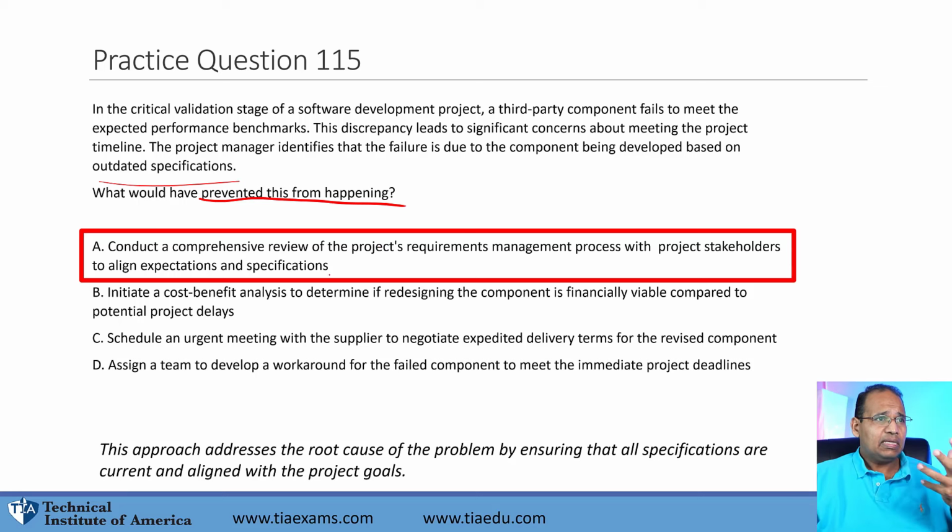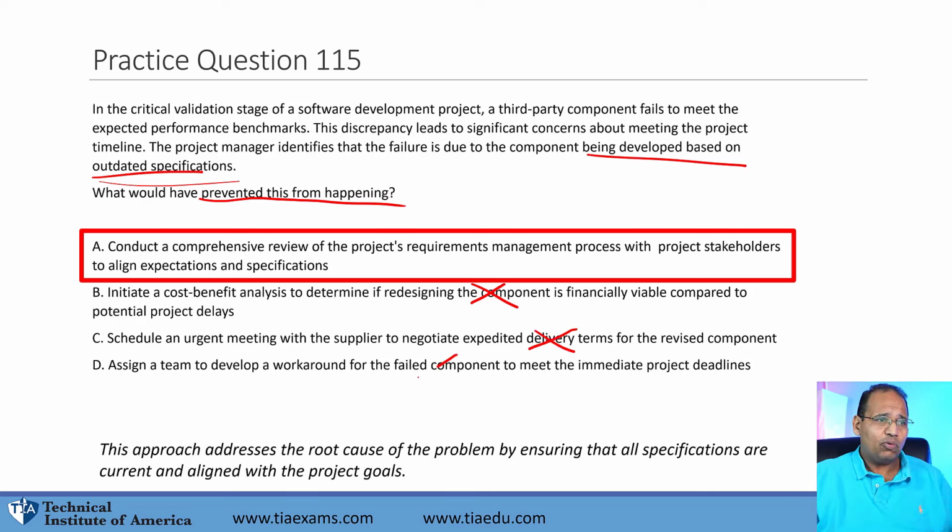You notice, so read the question carefully. The failure is due to a component being developed based on outdated specification. Now, that means the specifications were incorrect. B, to determine if redesigning, this is going to fix the current problem. We don't want that. We want to prevent the current problem. Schedule an urgent meeting with the supplier to negotiate expedite. This here might fix the current problem.